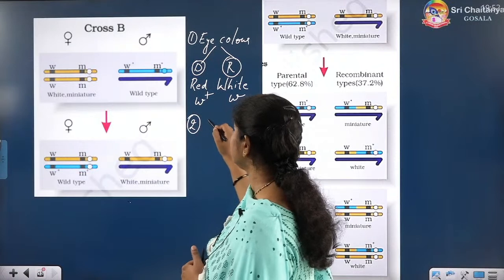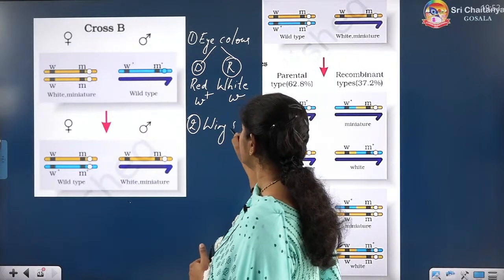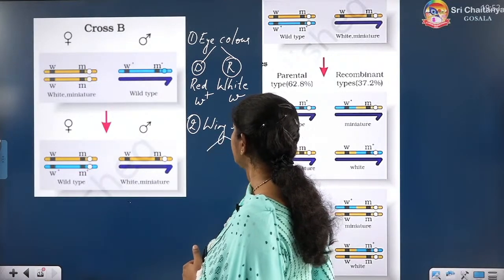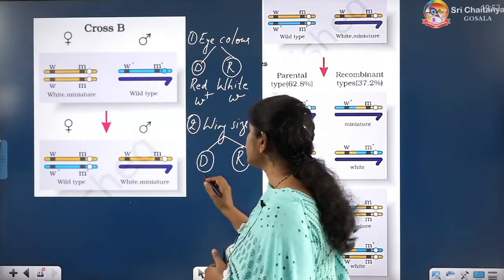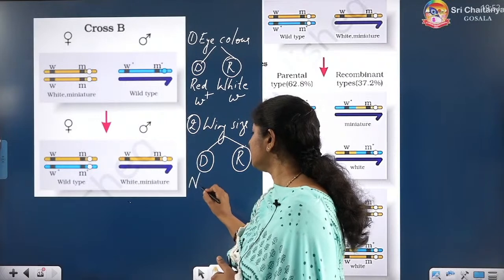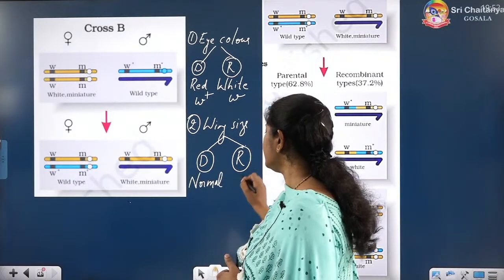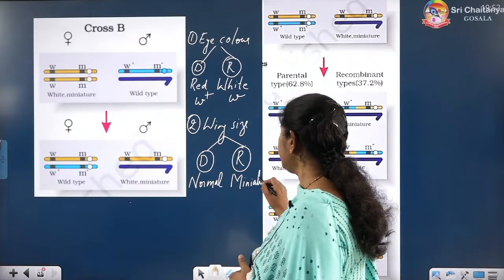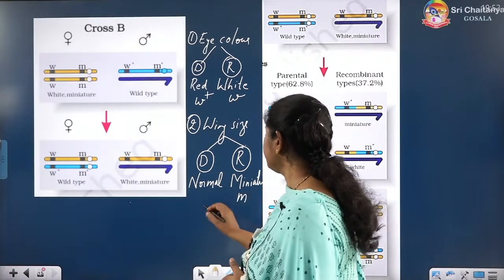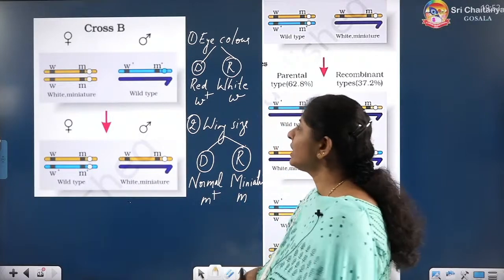The second character is wing size. It also has dominant and recessive traits. What is the dominant here? Normal, or you can say large wing. The recessive is miniature, which you can indicate by M, and the dominant you indicate by M plus.